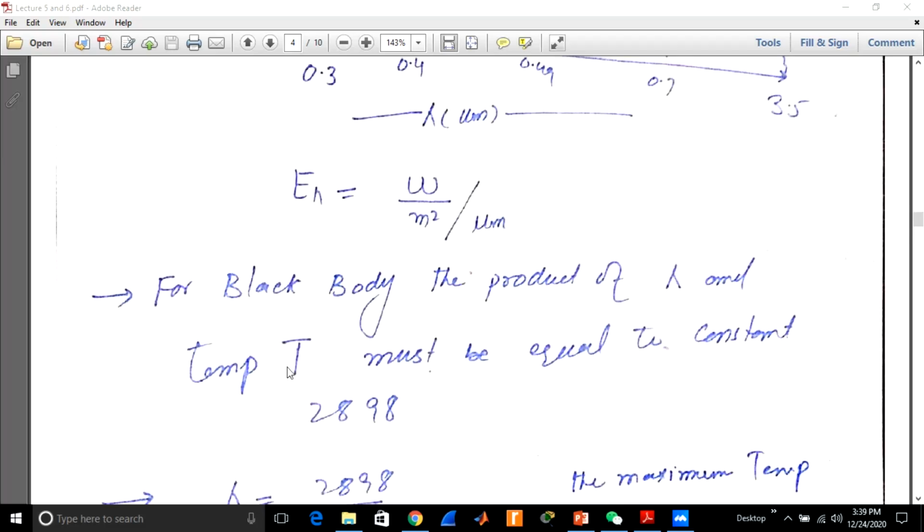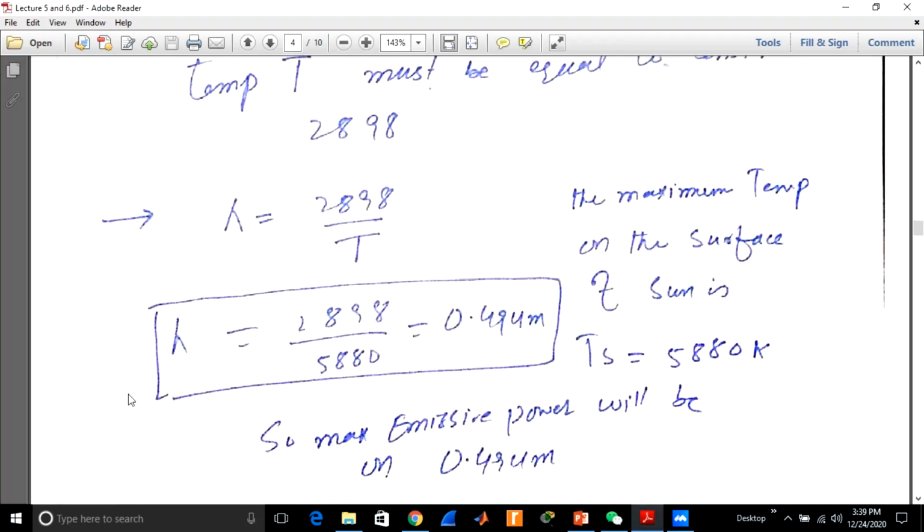For the black body, there is a formula which is only applicable to the black body. For the black body, the product of the lambda and the temperature T must be equal to a constant whose value is 2898. Mathematically, we can write that lambda T is equal to 2898. This is the mathematical form of this statement, and this is a specific law which we will study now.